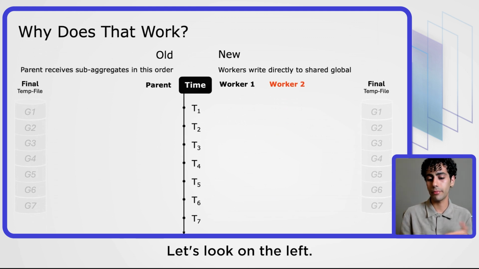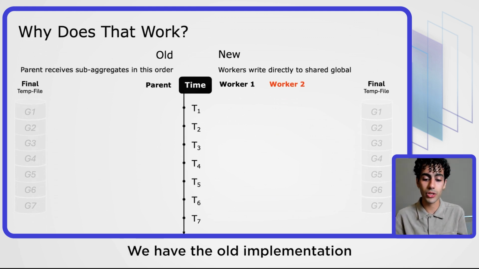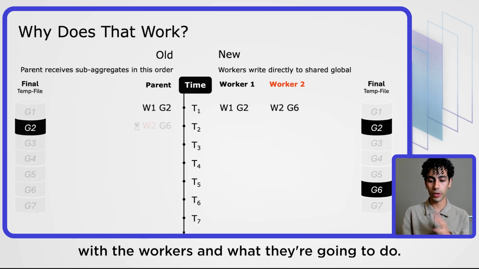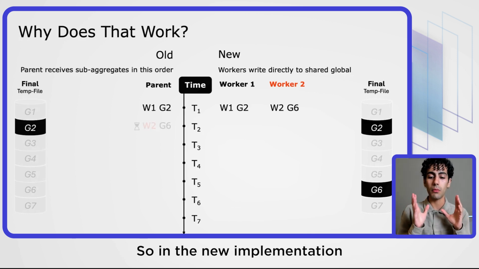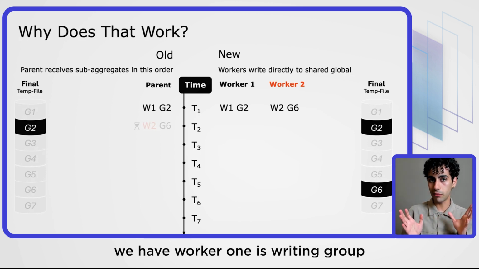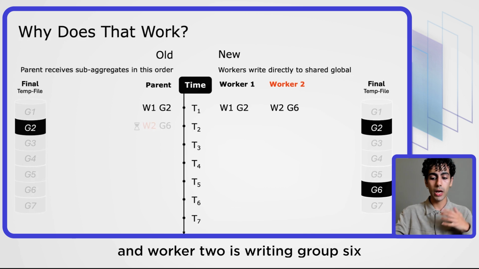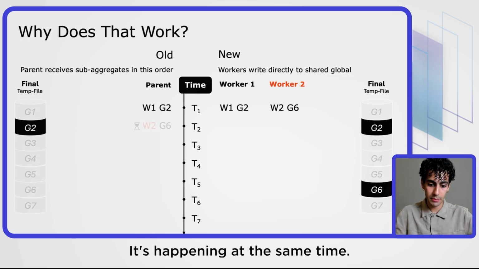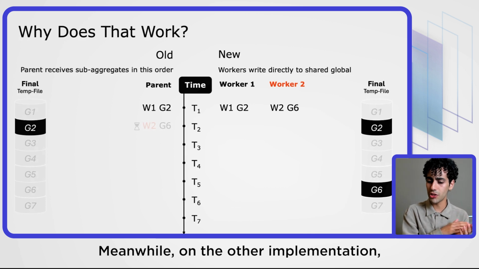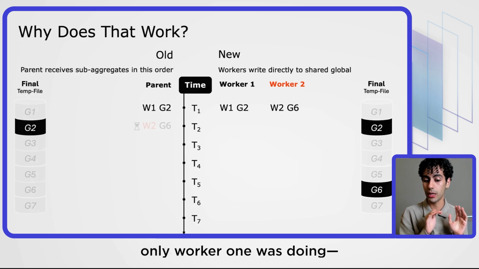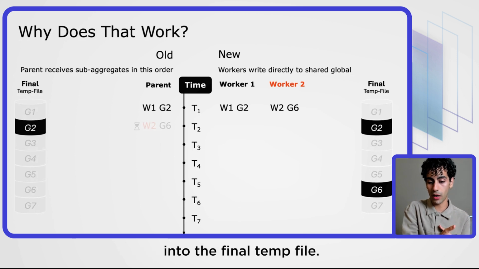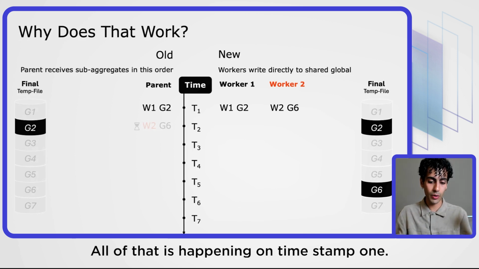Why does that work? Let's look on the left. We have the old implementation with the parent process, and on the right, we have the new implementation with the workers and what they're going to do. So in the new implementation, worker 1 is writing group 2 into the final temp file, and worker 2 is writing group 6 into the final temp file. That's happening at the same time. Meanwhile, in the old implementation, only worker 1 was writing the aggregate of group 2 into the final temp file. All of that is happening on timestamp 1.